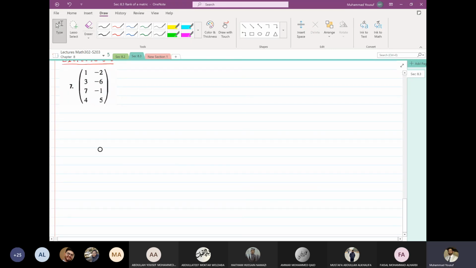Okay, let's apply row operations. What row operation can you apply? -3 times row 1 added to row 2. -7 times row 1 added to row 3. -4 times row 1 added to row 4.